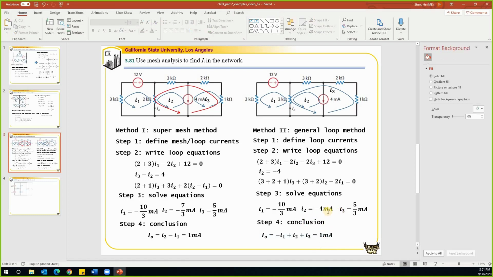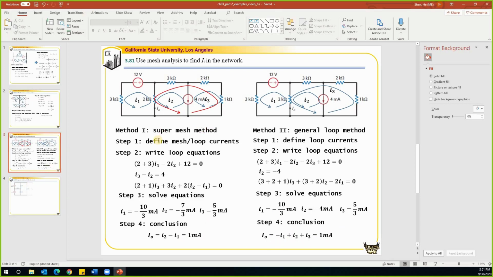So it is equal to this, plus this, minus that. This is a negative 12 plus 5, that is a negative 7, which is equal to the previous I2, then minus I1, so that is equal to 1 milliamp. So perfect.